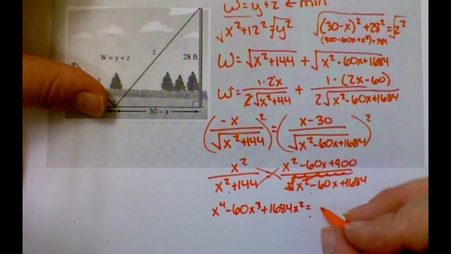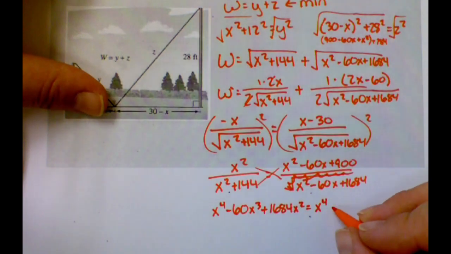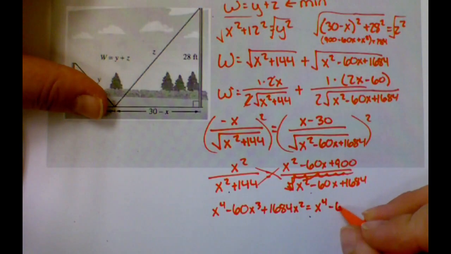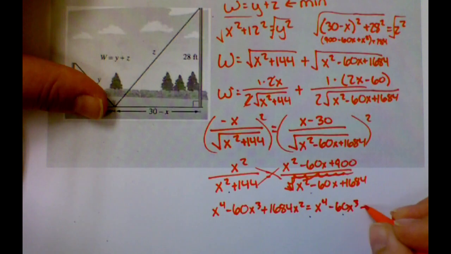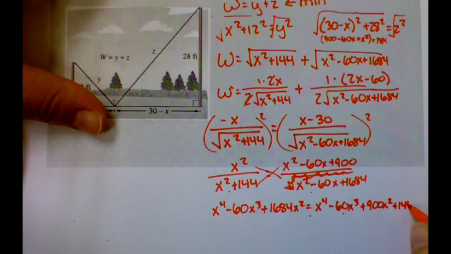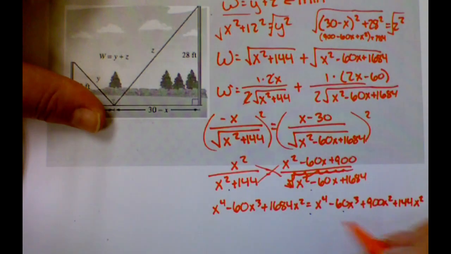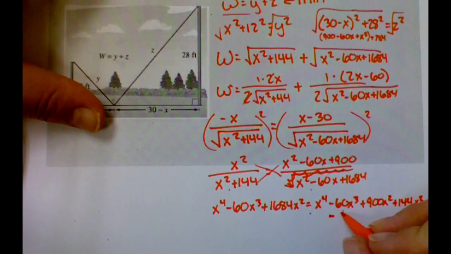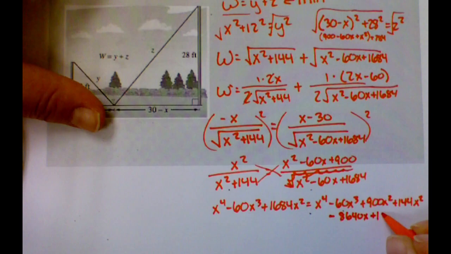Multiply this side out. I get x to the 4th power minus 60x cubed plus 900x squared plus 144x squared. I'm going to go on another line here. Minus 8,640x plus 129,600.